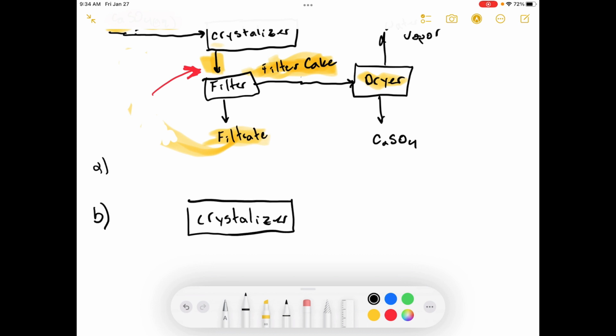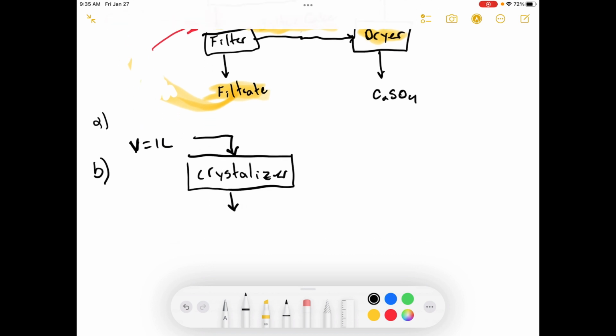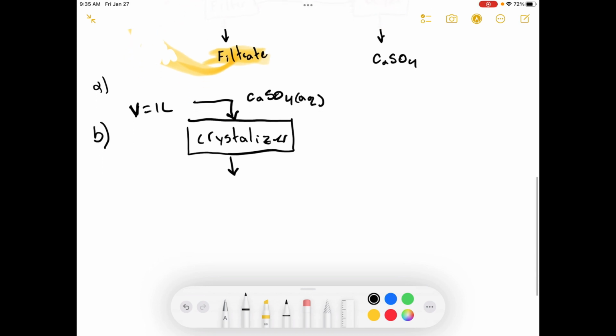Okay, we've got our volume is 1 liter. So we have 1 liter that goes in, and then what comes out. And what goes in is a sulfate aqueous stream.